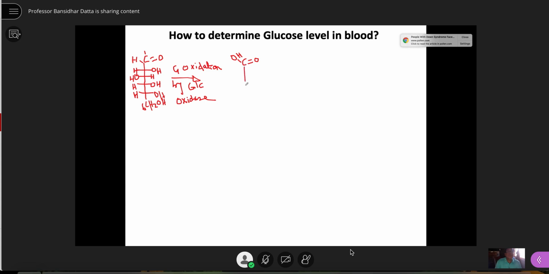No change. All right. 1, 2, 3, 4, 5 and CH2OH. So it's called C1 oxidation. What does C1 oxidation mean? The carbon number 1 aldehyde group is oxidized to gluconic acid. This is the name of the molecule, gluconic acid. I'm going to write it down for you, and you must know the name of this acid and the conversion.